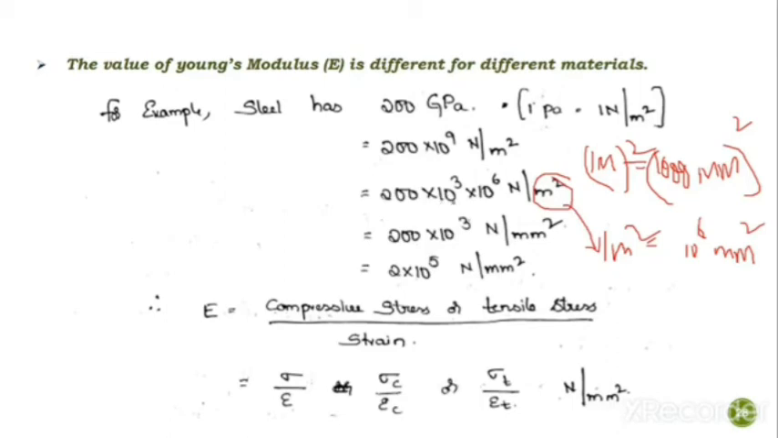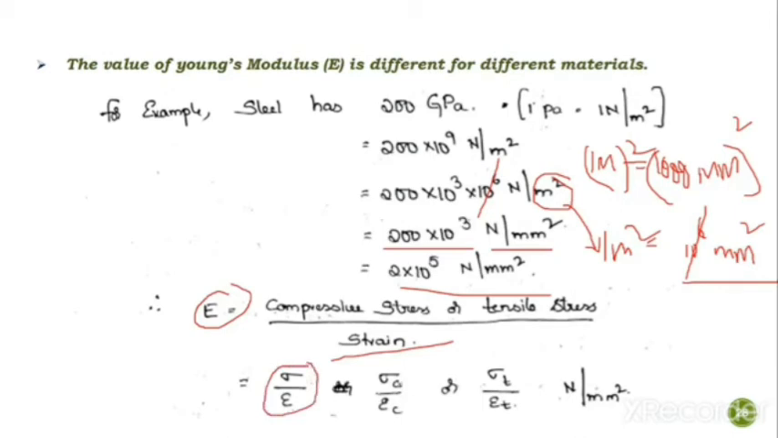So put this. What happens is 200 into 10 to the power of 3 into 10 to the power of 6 Newton divided by 10 to the power of 6 mm square. This 10 to the power of 6 and this 10 to the power of 6 will get cancelled, and what remains is 200 into 10 to the power of 3 Newton per mm square. So this is the easiest way of converting units. And once again, E is equal to compressive stress or tensile stress divided by strain, and sometimes we use a suffix to indicate what is the force and what is the nature of force that is responsible for that stress.